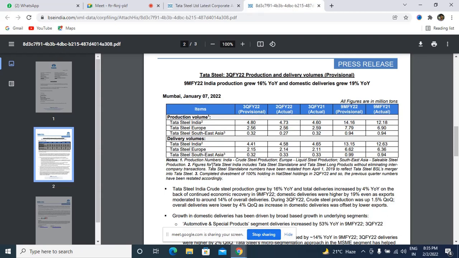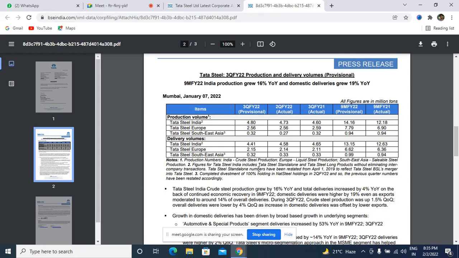So what happened is figures of Tata Steel India includes Tata Steel standalone and Tata Steel long products without eliminating intercompany transaction. Now what is this intercompany transaction? This is really crucial. You just get this word in your head, keep it in your mind for now. This is going to be really crucial while you will be doing the financial statement analysis. So it includes Tata Steel standalone plus Tata Steel BSL long products data here.